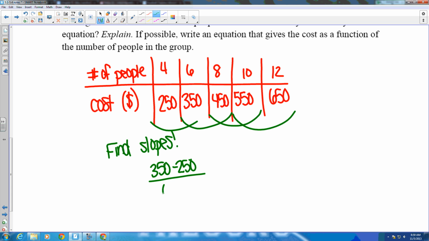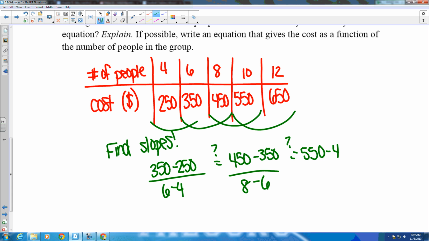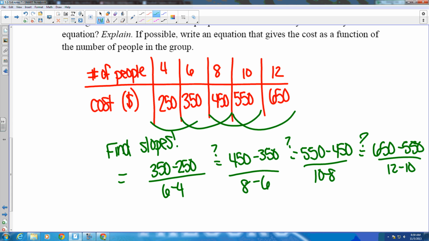350 minus 250 over 6 minus 4. Figure out what that is. And do 450 minus 350 over 8 minus 6. Then we have to see if that's equal to, we don't know, 550 minus 450 over 10 minus 8. You want to know if that's equal to 650 minus 550 over 12 minus 10. And we figure out that each one of these is 50.